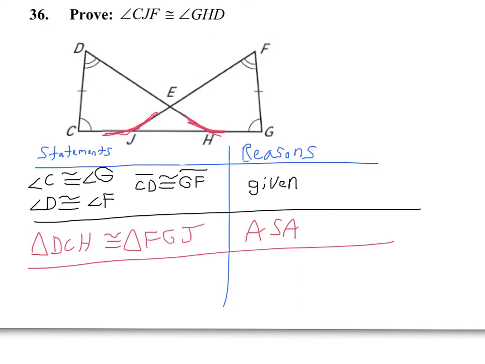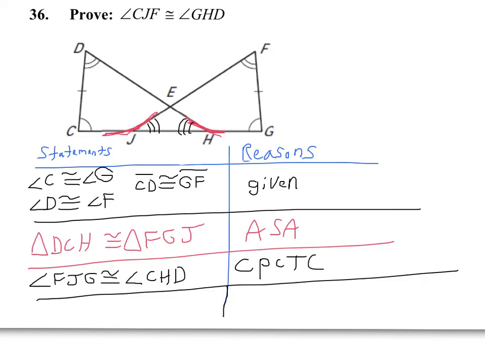Now, we know that when two triangles are congruent, all of their parts are congruent. So, unfortunately, I can't jump right away and say that these two angles, the ones that we're trying to prove, are congruent, because those aren't really parts of the triangles. But I can almost get there. I can say that angle FJH and angle DHC are congruent because they're parts of corresponding triangles. So CPCTC, corresponding parts of congruent triangles are congruent.